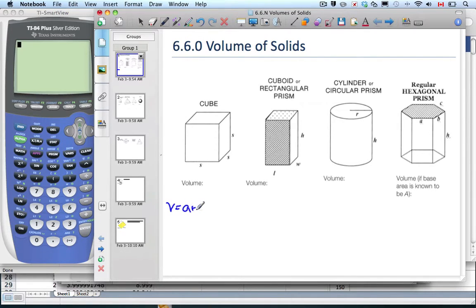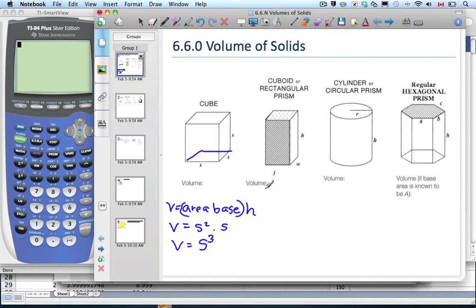Base times height. Here's just a general formula for any three-dimensional shape, right? Area of the base times height. Nice. And then from there we can say area of the base, we all know the base is S squared, times the height, which is S, and we get S to the third.